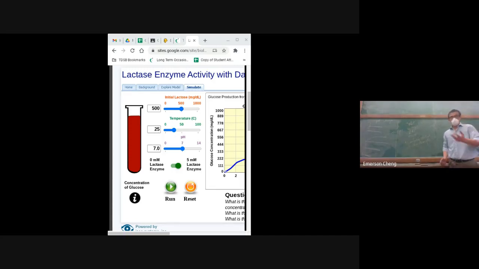Now the same thing also, if you look at a graph that talks about pH and enzyme activity, the graph will look like this, split in the middle. At this point here, that's the optimal pH. That's the pH where this enzyme works the best. Anything higher or lower, as you move away from the optimal pH.